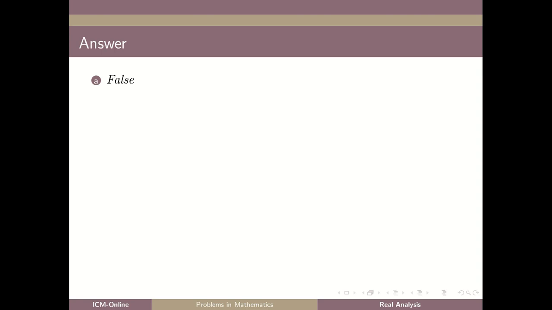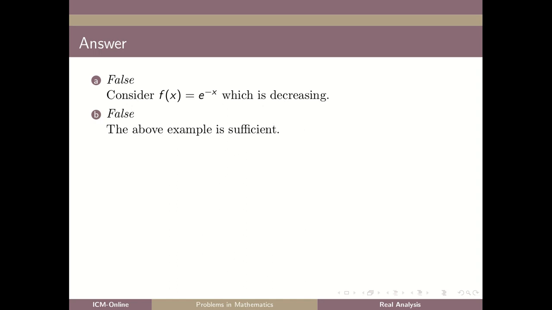Now option A is false. You can consider the function f of x given by e to the power minus x, which is a decreasing one. Now option B is also false. The last example is sufficient because e to the power minus x is neither constant nor bounded.